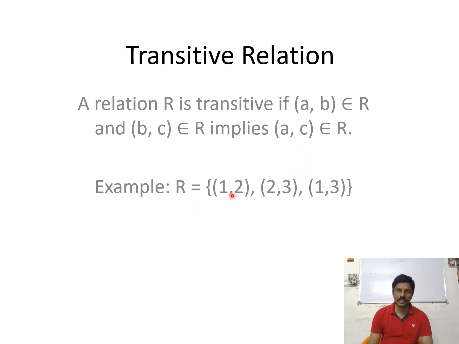Say for example, 1 comma 2 exists, 2 comma 3 also exists. Therefore 1 comma 3 should exist. Yes, it exists. Therefore it is a transitive relation. Clear? So 1 comma 2, 2 comma 3. What is the common element here? 2 is the common element. So 1 comma 2.